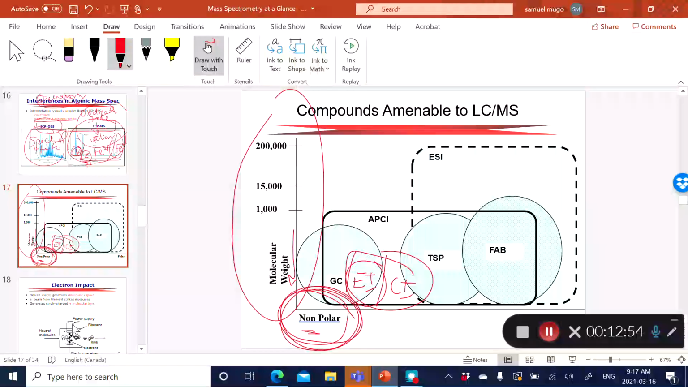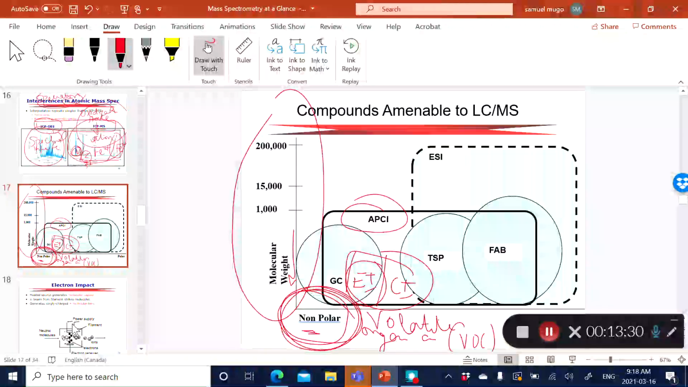And as you can tell, that combination of non-polar and low molecular weight analytes are what you call volatile compounds. Meaning they are very good to analyze what you refer to as volatile organic compounds, or VOCs. So you can see the EI and the CI are fairly good for analysis of fairly small molecules.